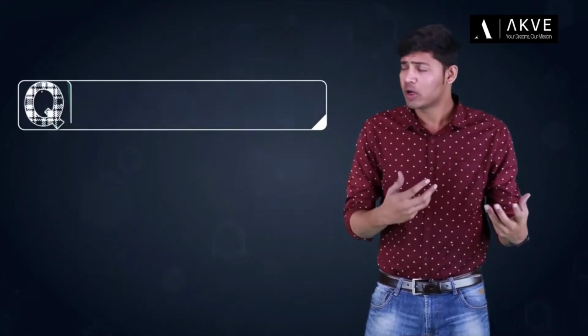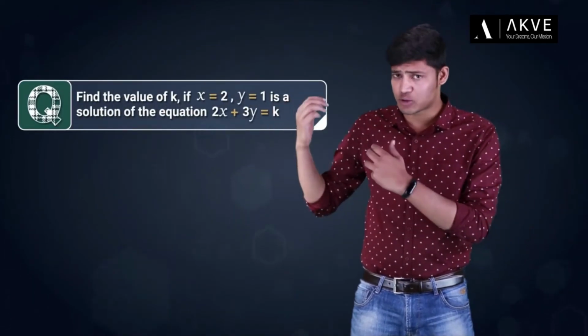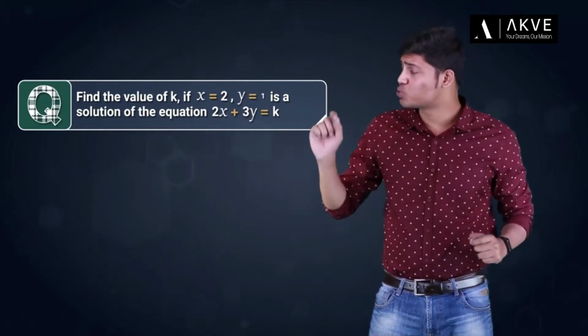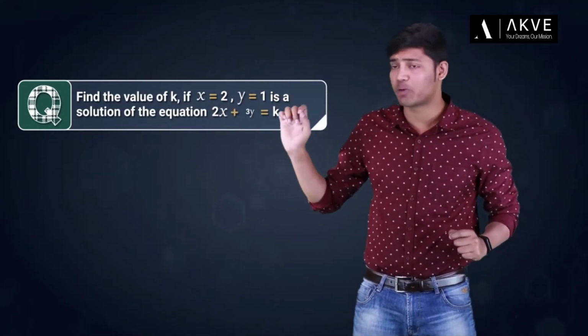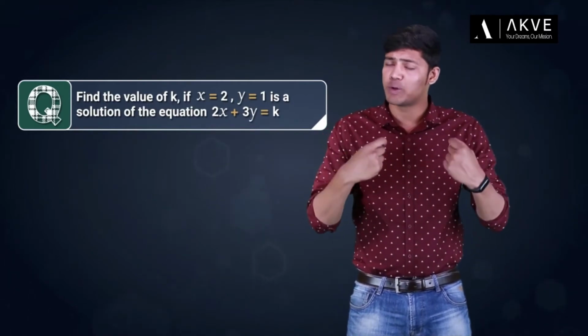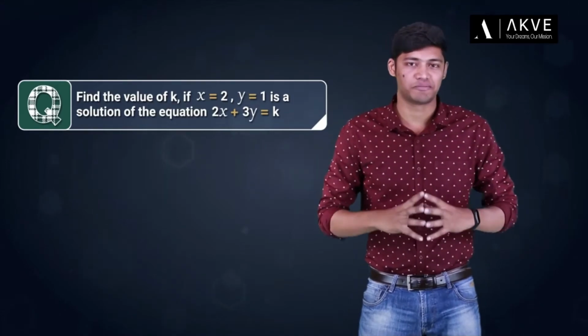Now, let's solve a simple question related to the concept of solution to the linear equations in two variables. So, in this problem, it has been given that the value of x is 2 and the value of y is 1, which satisfies the linear equation 2x plus 3y equal to k, and we have been asked to find the value of k. So, let's do it.